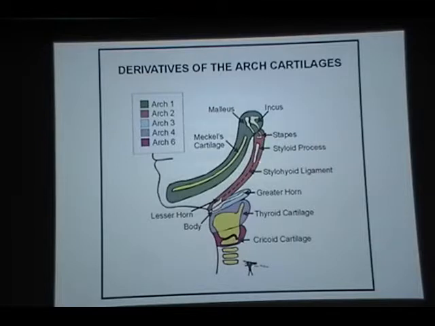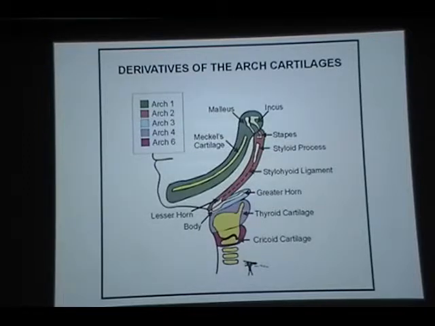The styloid process comes from Reichert's cartilage. Stylohyoid ligament here. The rest of the cartilage kind of degrades. It will also contribute to the lesser horn of the hyoid bone. Fourth arch cartilage contributes to the greater horn and the body of the hyoid bone.